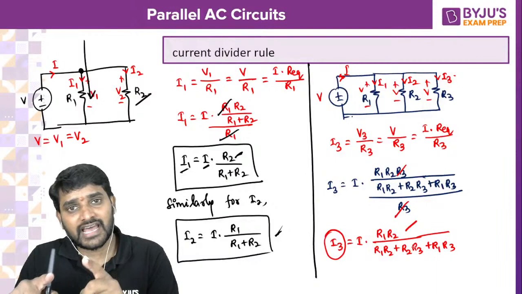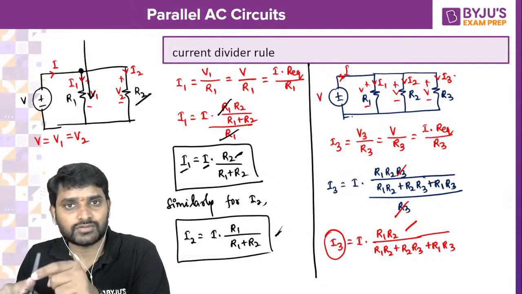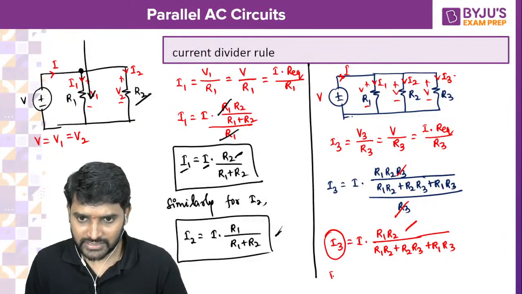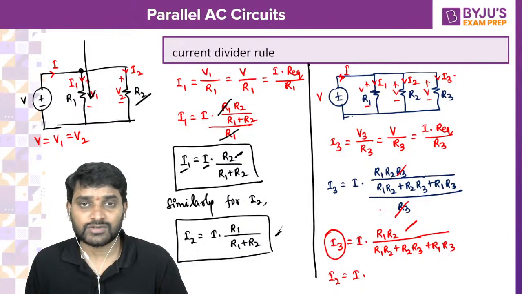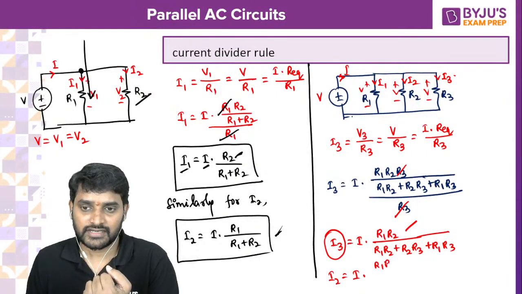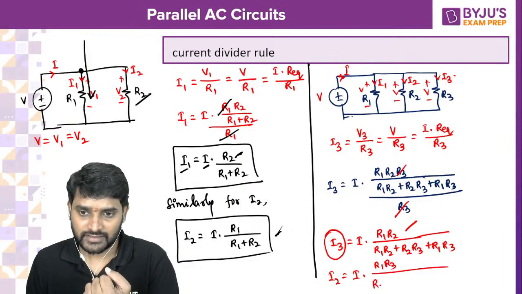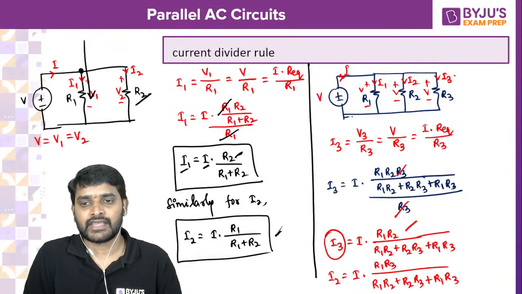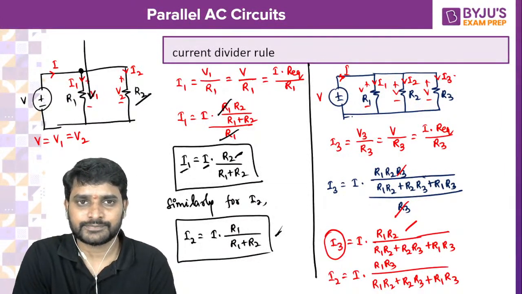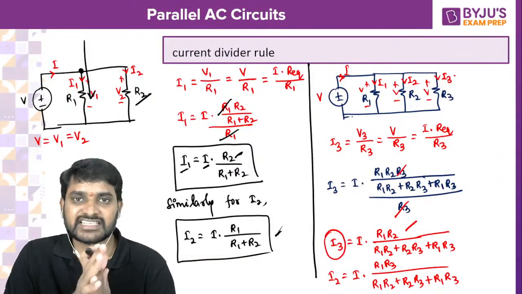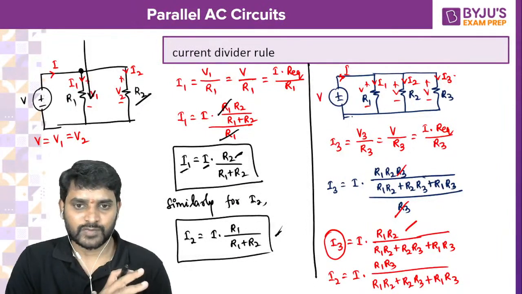Similarly, if they are asking for the current through R2, that is I2, then entering current into what resistance is to be taken? R1 and R3 you have to take: R1 R3 divided by R1 R2 plus R2 R3 plus R1 R3. The denominator is going to be the same. Yes or no? Is it clear, my dear, so far? Is it clear, everybody? Respond, my dear, respond.